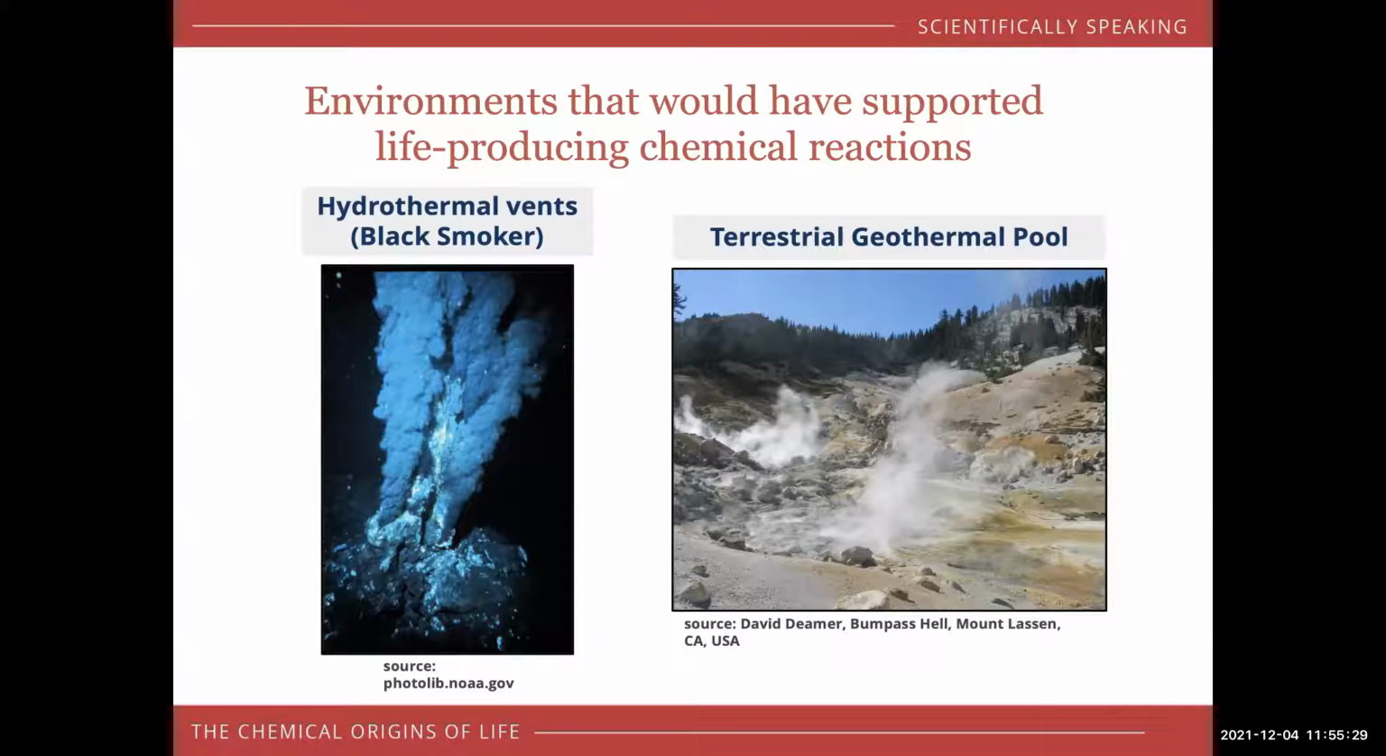The other group of people, to which I belong, because to me this is much more tangible, we invoke this niche called a terrestrial geothermal pool, where the niche facilitates very interesting chemical and thermal fluxes that basically allow for the transition from non-life to life.